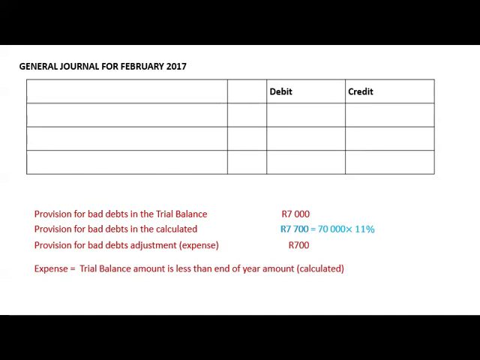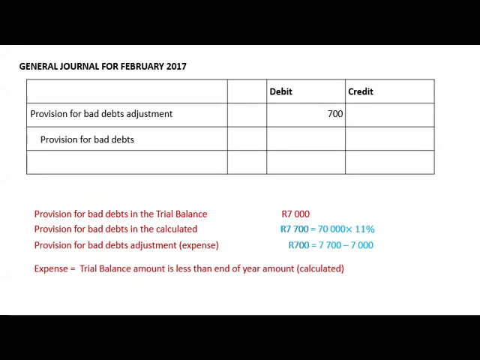Why is it an expense? I just told you right now, provision for bad debts predicts the future bad debts. So it's a bad thing. So do you want it to go up? No, we don't want it to go up. That's why the increase is recognized as an expense. And we write it with the same name, provision for bad debts adjustment.